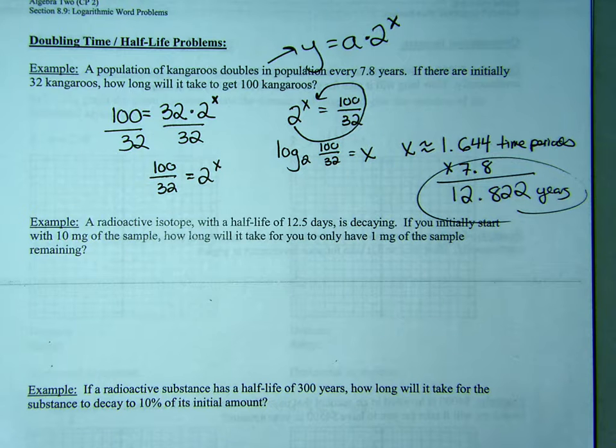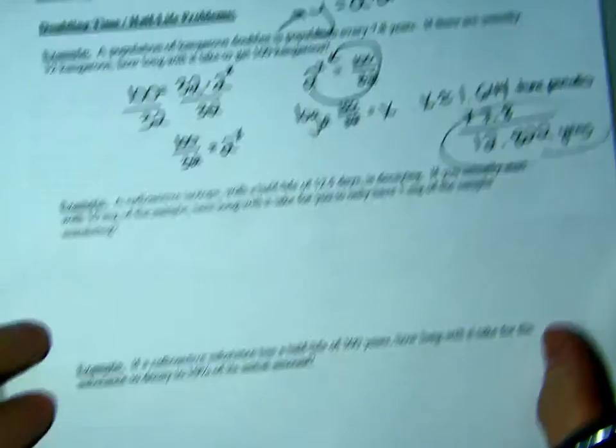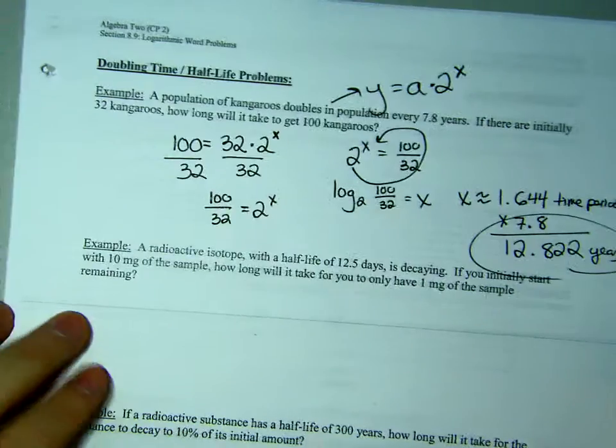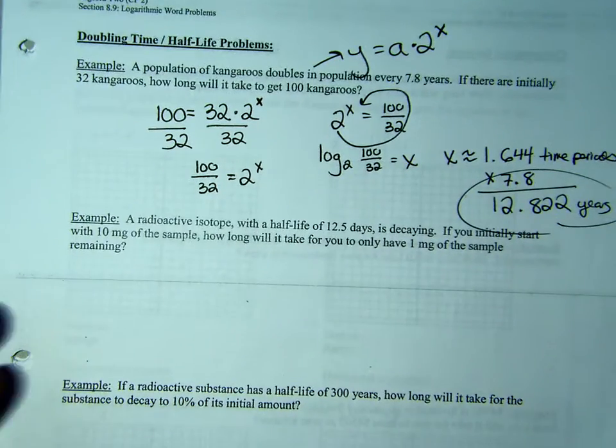We're going to do something similar in that next example. A radioactive isotope with a half-life of 12.5 days is decaying. You initially start with 10 milligrams of the sample. How long will it take for you to have only 1 milligram of the sample left?